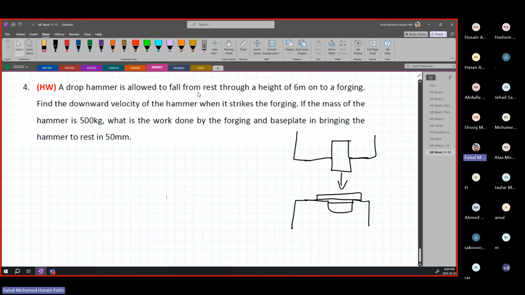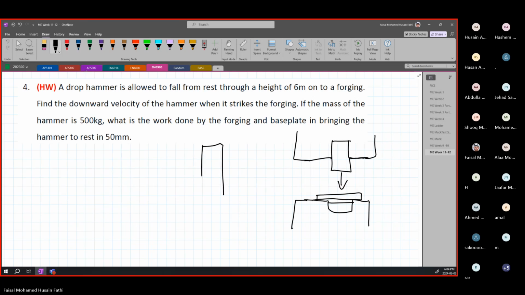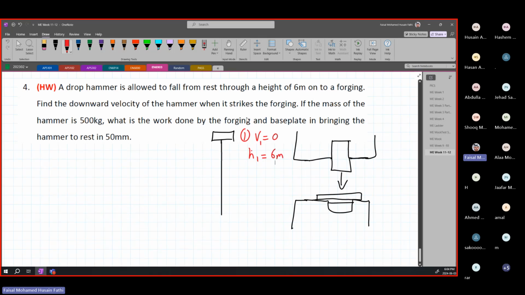All right? So a drop hammer is allowed to fall from rest. Our first phase is before the hammer drops down. Let me just draw it as a single line so it's easier. So we have our hammer here, and the hammer is going to be dropped down. In our first phase, velocity is equal to 0, so V1 is equal to 0. Through a height of 6 meters, so our height H1 is equal to 6 meters, because we know that this total height is 6 meters. Onto a forging. Find the downward velocity of the hammer when it strikes the forging.